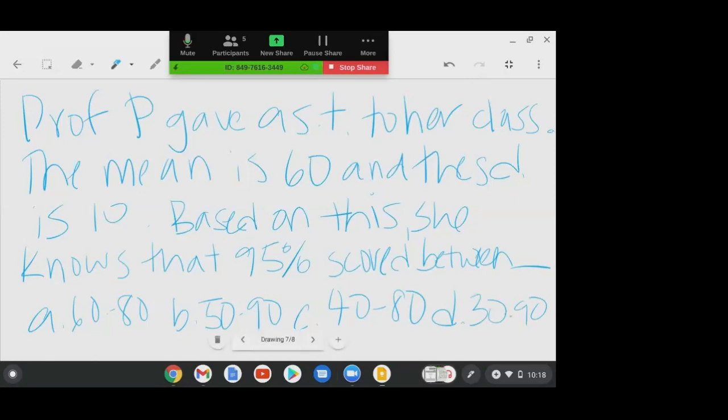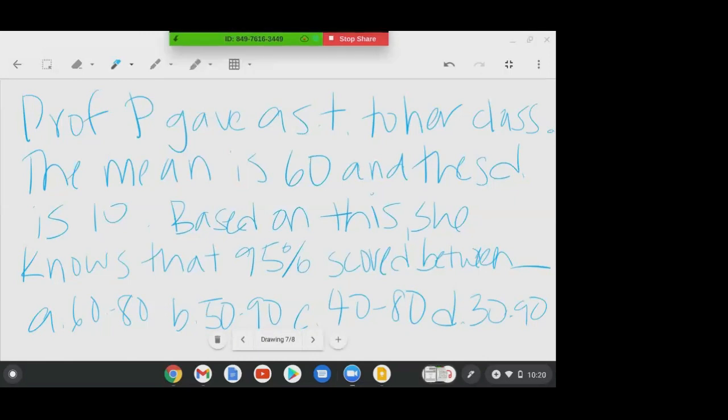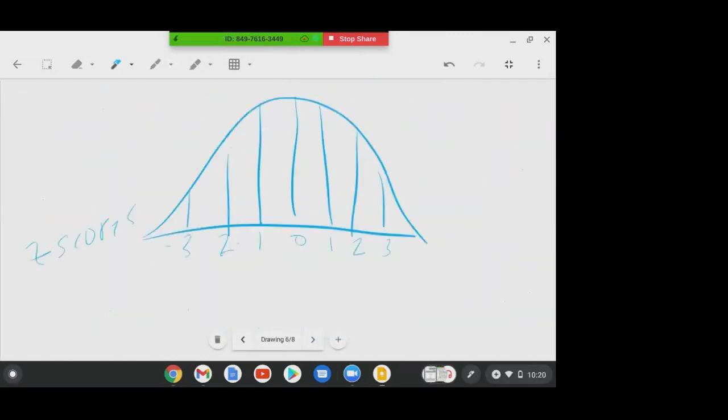Okay, so Professor P gave a standardized test to her class. The mean is 60, standard deviation is 10. Based on this, she knows that 95% of the students scored between, and then I've listed you some choices here. Okay, so let's look at this. The answer for this one is C. But I'm going to show you how to go through it in case you're confused, and then we'll see where everybody is after this one. See if we need to do more or not. I'm not opposed to that at all.